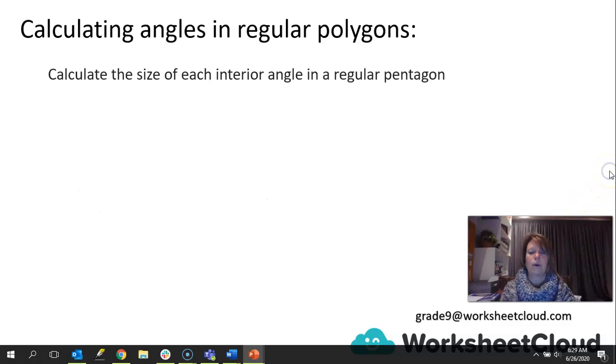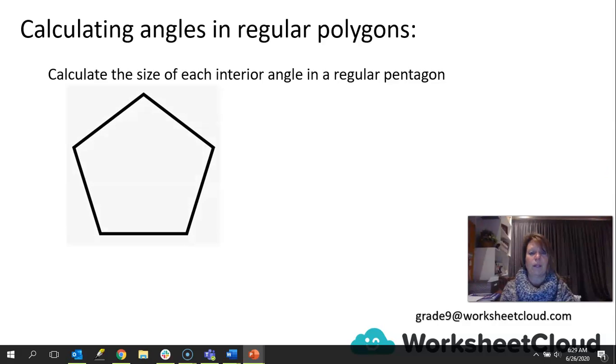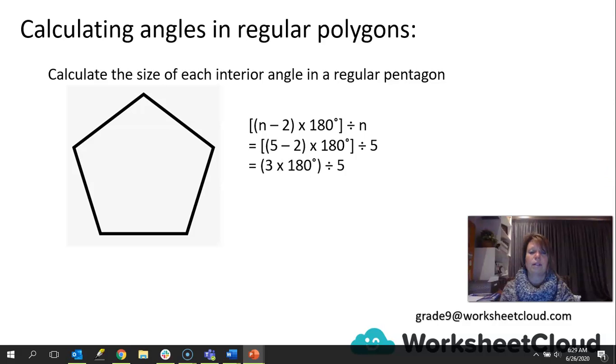Let's have a look at another one. Now we need to calculate the size of each interior angle in a regular pentagon. And there we have our regular pentagon. So we all know that a pentagon has 5 sides. So where we substituted in 8 in the octagon, we are now going to substitute in 5. So n minus 2 times 180, all divided by n, where n is going to be 5. So it will be 5 minus 2 times 180, all divided by 5. 5 minus 2 we know is 3. So 3 times 180, that gives me 540.